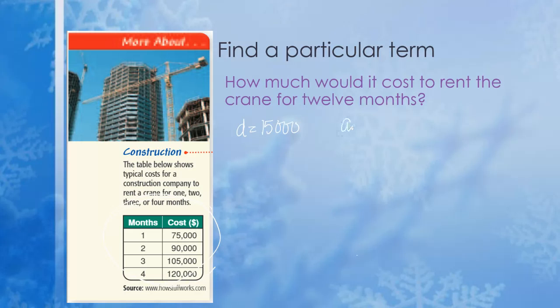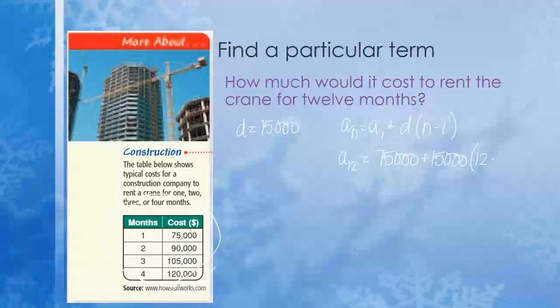Now I'm going to go back to my formula, which is A sub n equals A sub 1 plus D times n minus 1. And I'm going to substitute in. I want to find the 12th term. So n is 12. My first term is 75,000. My D is 15,000. My n again is 12 because it's the 12th term, minus 1. And then I'm just going to evaluate this, okay?